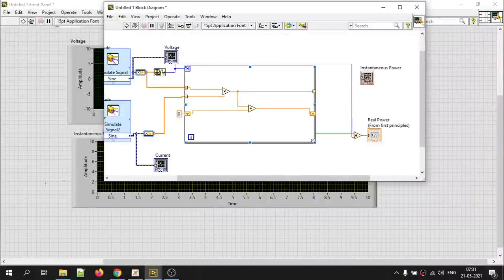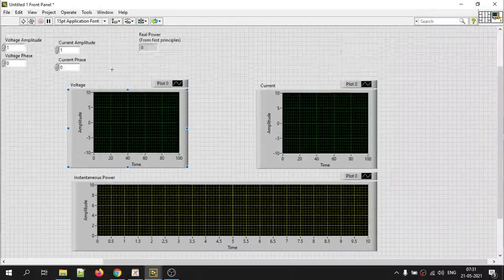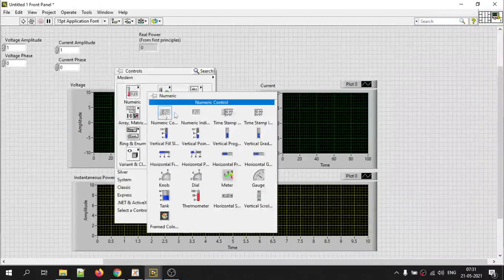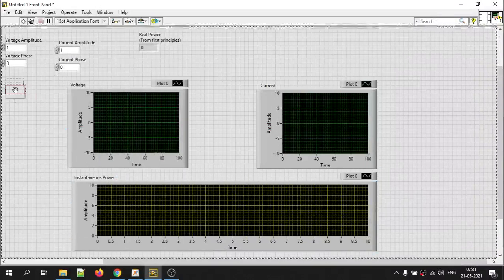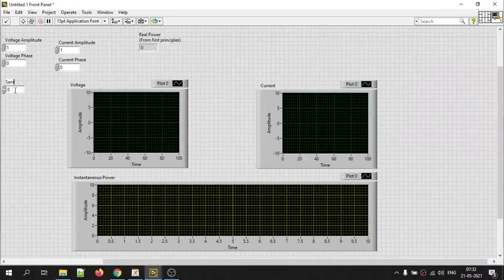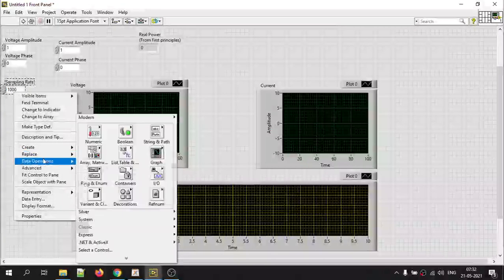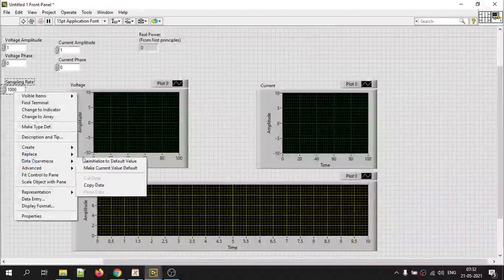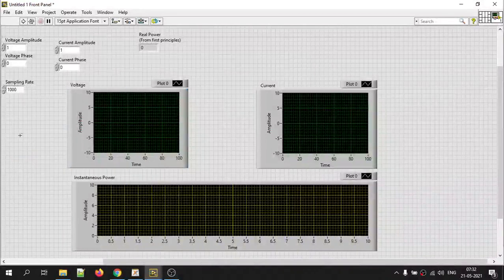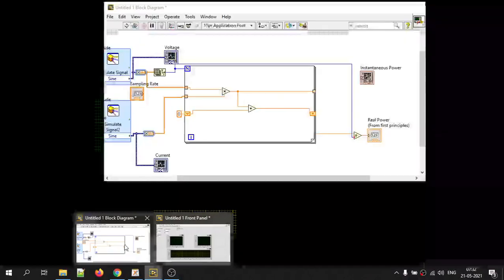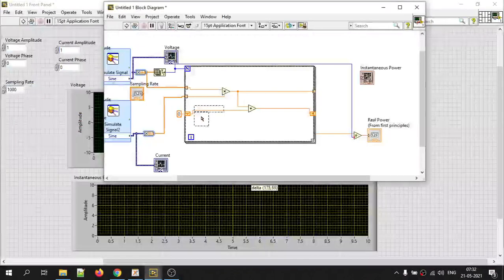So for that, let us create another numeric control where we feed in the sampling rate. We have set the sampling rate as 1000. Okay, let me make it default. If required, we will change it. Right click, data operation, make current value as default. Now place the sampling rate inside.